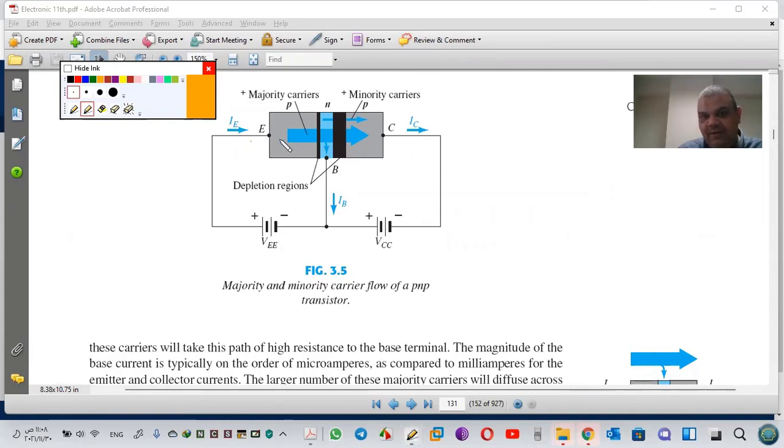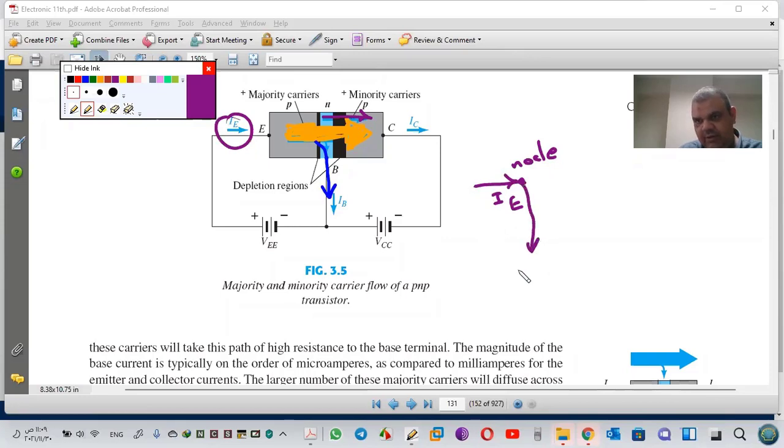this is a majority current, IE. And we have a small current, IB. And we have minority current here, also IC. So we can consider a transistor, based on Kirchhoff's law number 1, as a node. So this is IE, this is IB, and this is IC. This is our NPN and PNP.